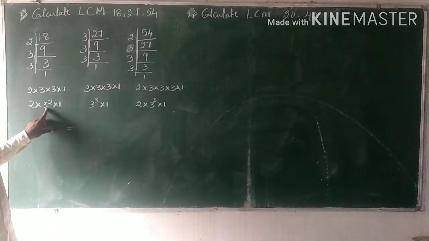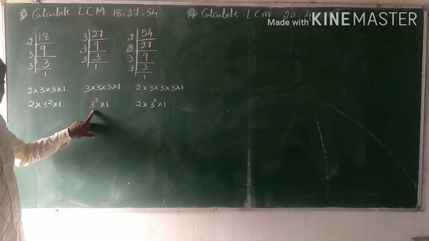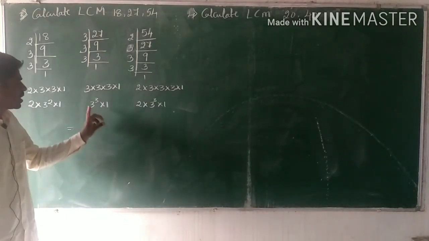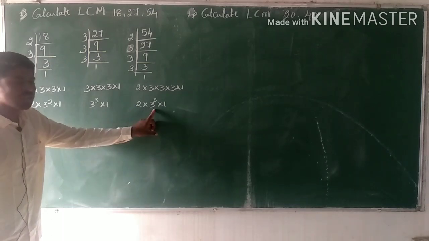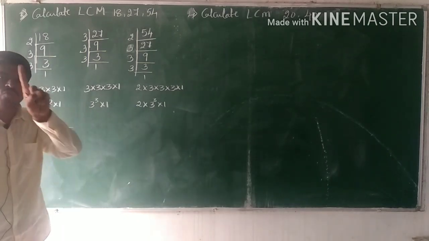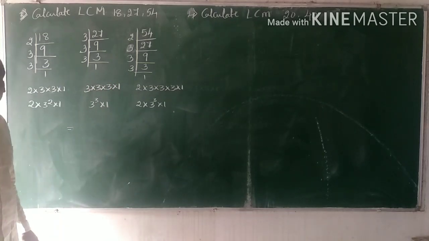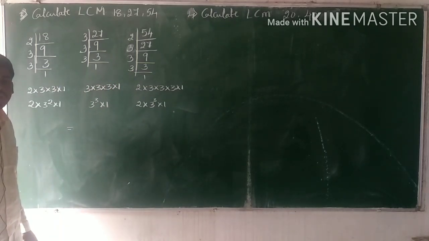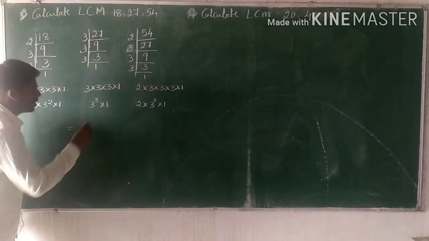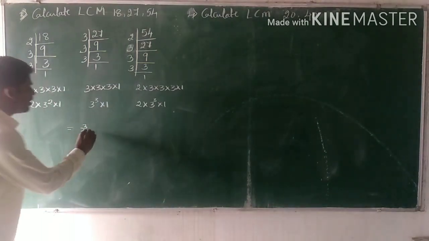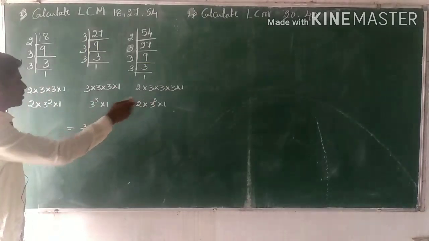Here 3 is repeated 2 times. Here 3 is repeated 3 times. Here 3 is repeated 3 times. Which number is repeated the highest number of times? This 3 is repeated 3 times. This 3 is also repeated 3 times. You take any one, because we are going to calculate the LCM combined. We take any one. Which is the highest divisible number or highest times repeated? Any one, 3 cube. You can take it. I will take any one, 3 cube.